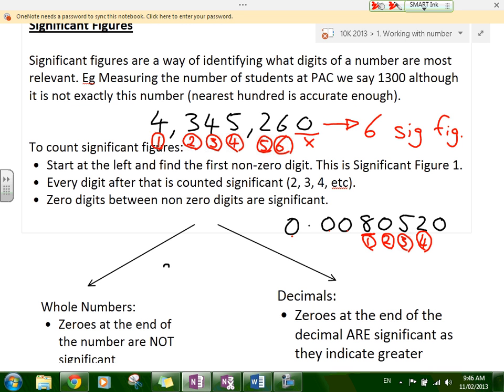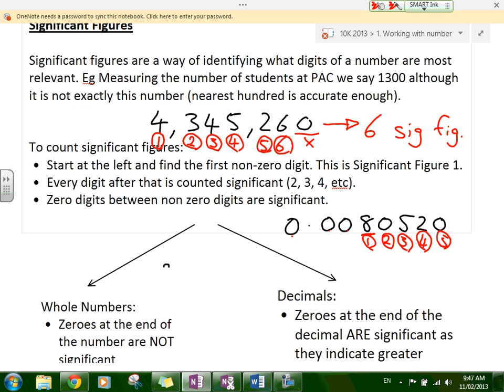Now, the difference between whole numbers and decimals when we're talking about significant figures is that zeros at the end of the decimal are significant, as they indicate greater accuracy. The fact that you write a 0 at the end of the decimal, you don't have to write it unless you're trying to show that maybe there were some other numbers after it and you've rounded it already. Or it's meant to be showing that it's more accurate. Or you're measuring down to that many decimal places. And so zeros at the end of decimals are counted as significant.